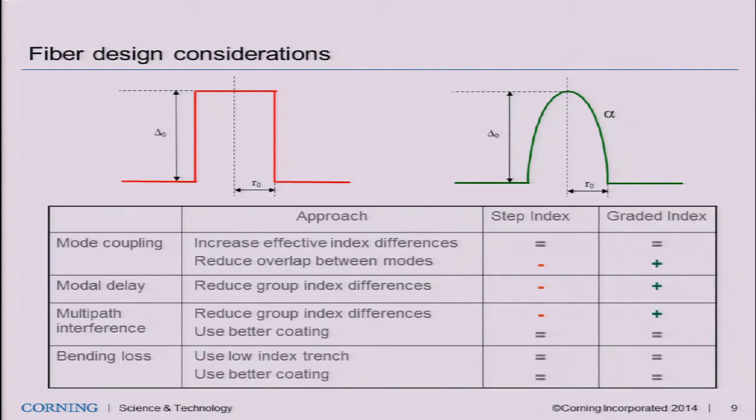So if we compare the two designs in terms of mode coupling, mode delay, MPI (multipath interference), or bending loss, we can conclude that the gradient index has advantages in terms of mode coupling, mode delay, and MPI. So overall, gradient index offers a better design.